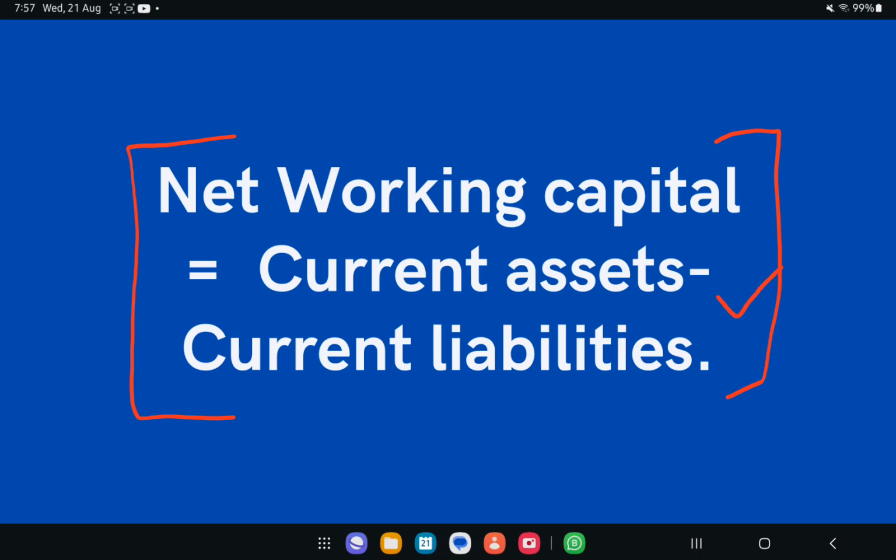So it means that the fund available for running the business is the total of current assets after paying all current liabilities. So it will be the amount immediately available for the business. So we can call it working capital. So remember, net working capital is accepted as the best concept of working capital.